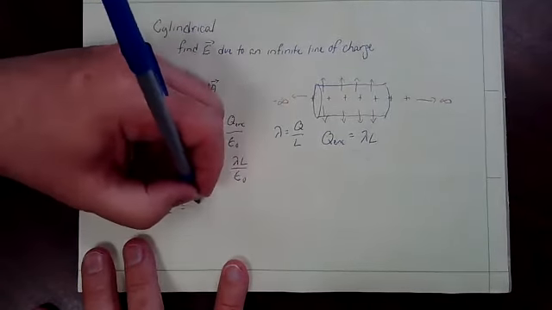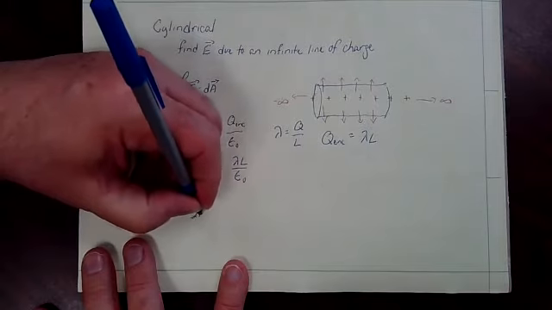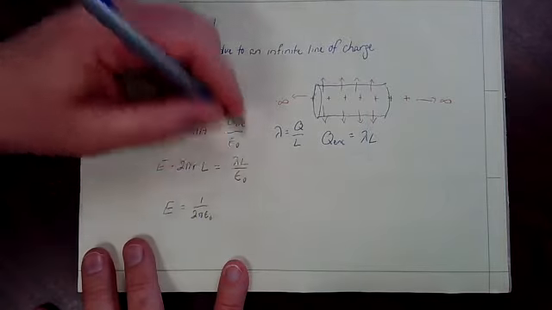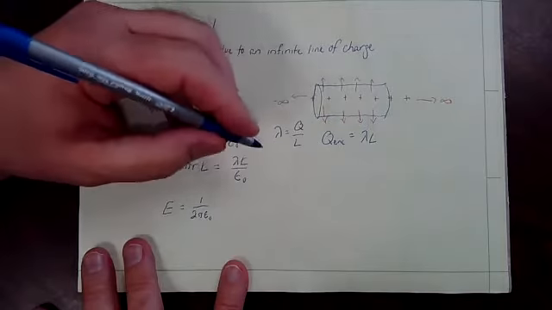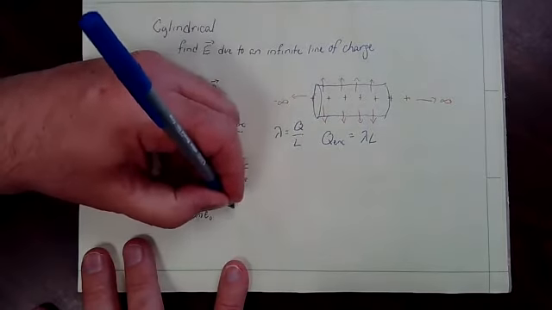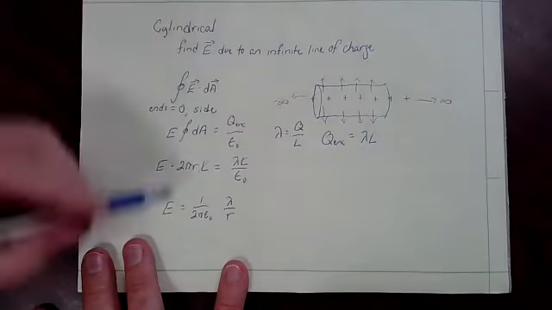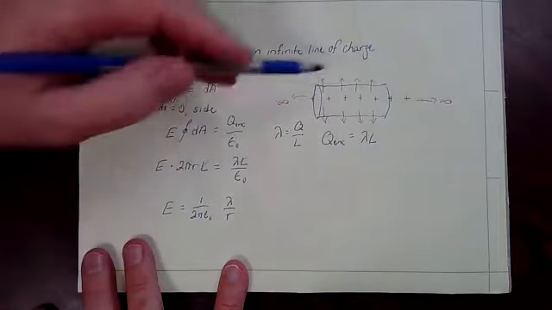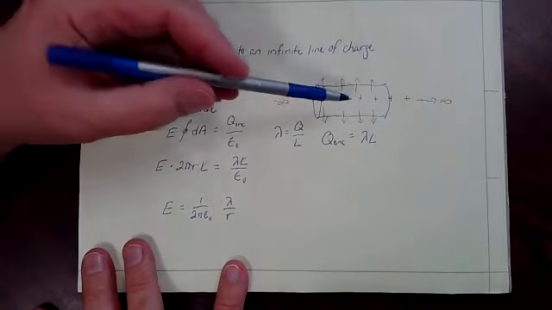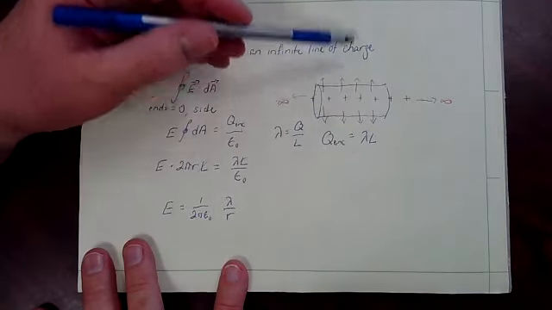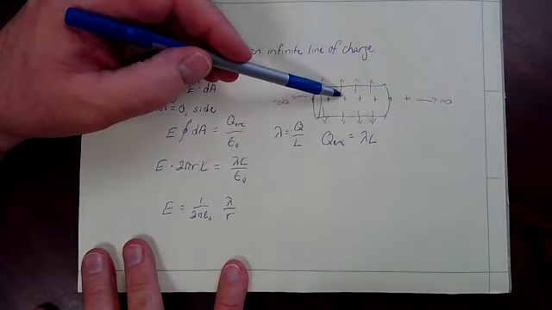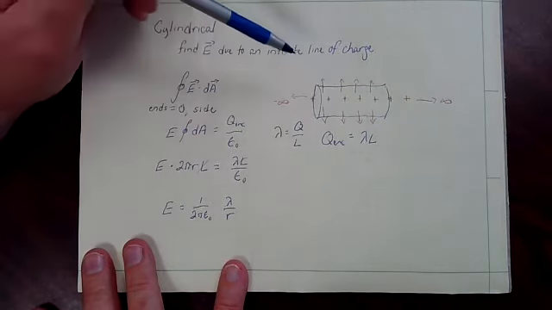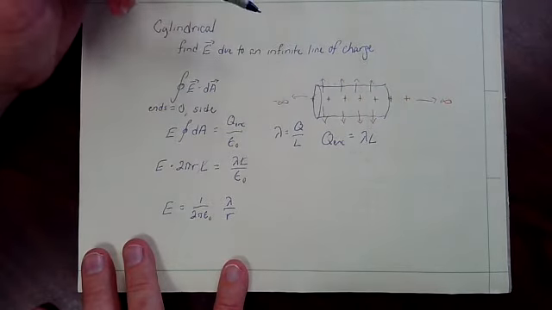So I divide both sides by 2 pi, so that's 1 over 2 pi epsilon naught. And then the L's cancel out, and I'm going to have lambda over r. Right, so it falls off as 1 over r with our infinite line of charge. With a point charge, it's 1 over r squared. It's 1 over 4 pi epsilon naught times q over r squared. So we see some real consistency here in the geometry.